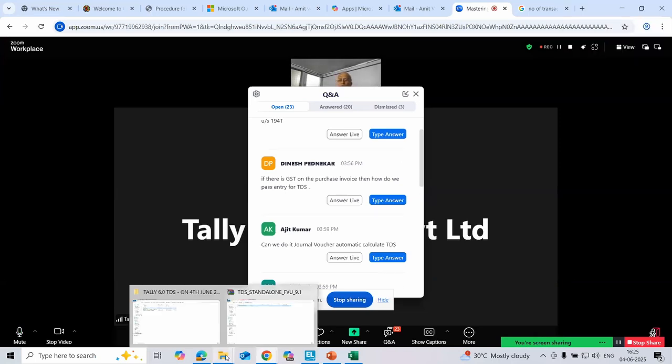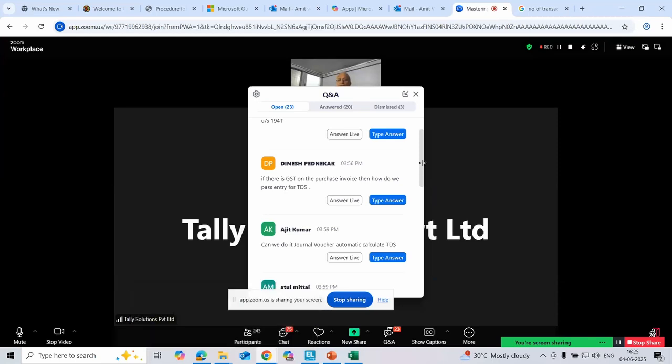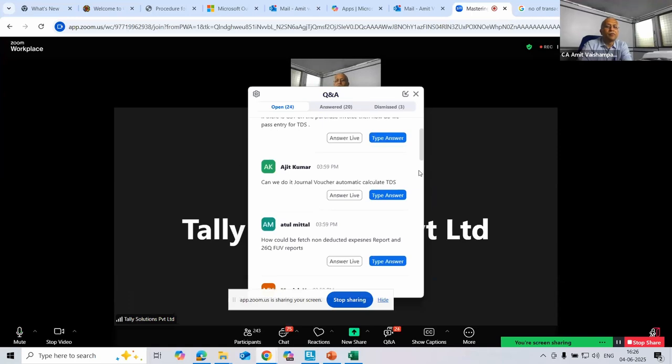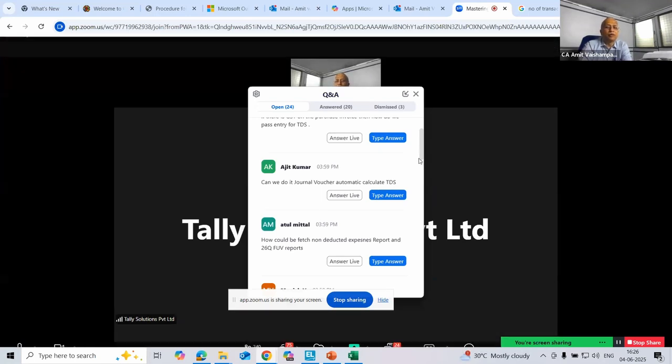So other than that, the content for the session is over, right? Okay, I'll just check if there's any question that is still unanswered. Can we do it with a journal voucher? Yes, even in a journal, TDS calculates automatically. There is no problem.